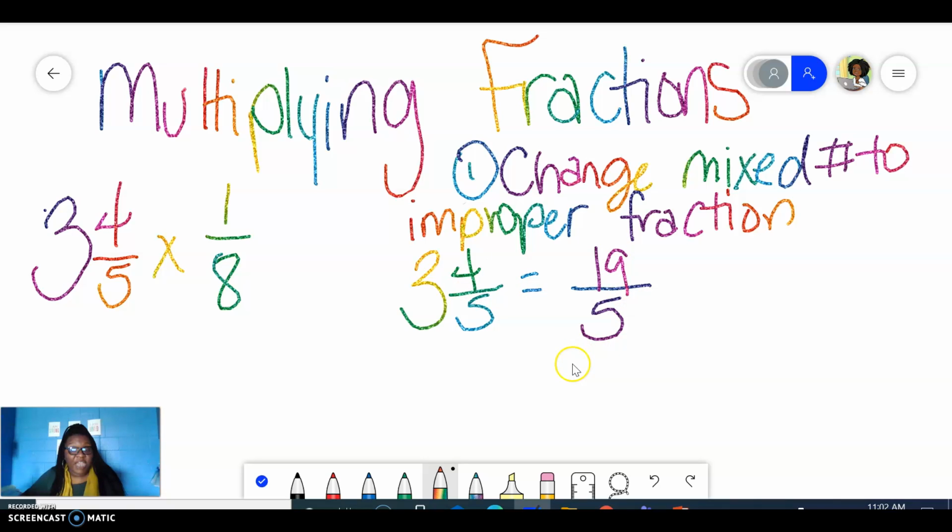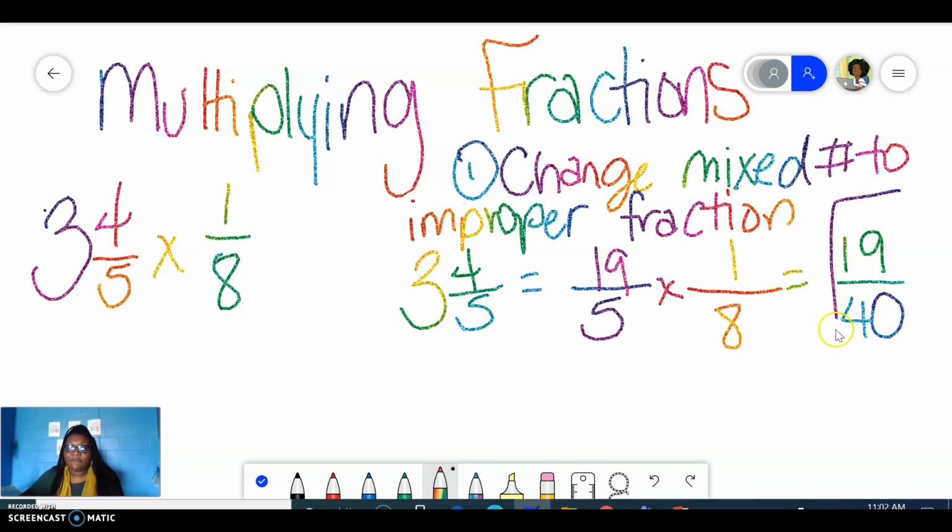So now I've got it changed to an improper fraction, and now life is easy. I'm now going to just multiply it by my original 1/8 across. 19 times 1 is 19, and 5 times 8 is 40. 19 is a prime number, so it's not going to have any common factors with 40. So this fraction is simplified.